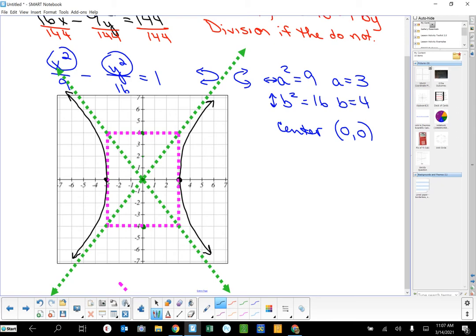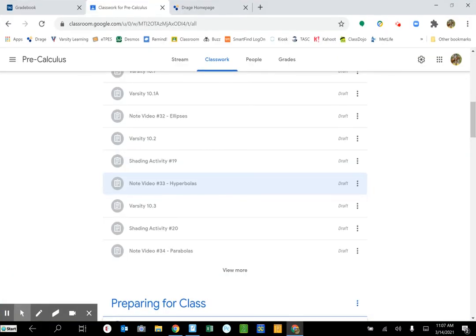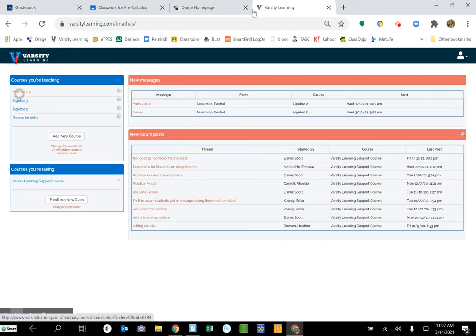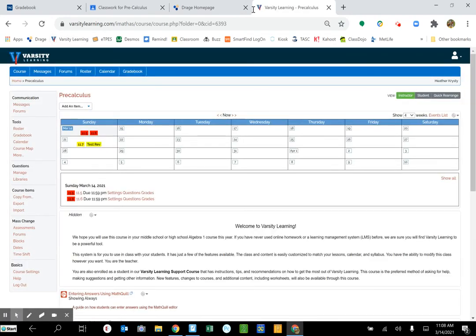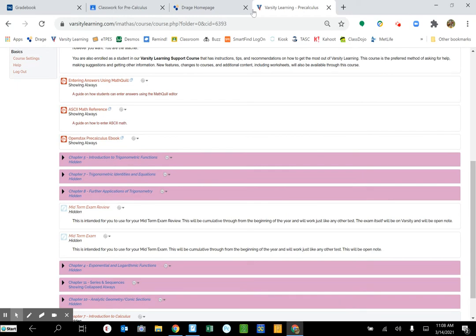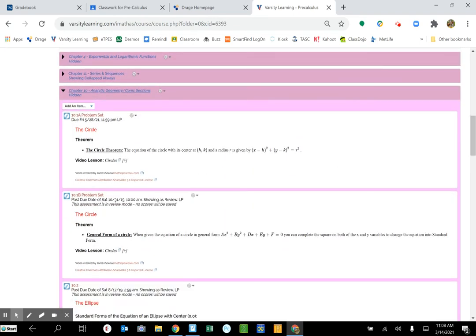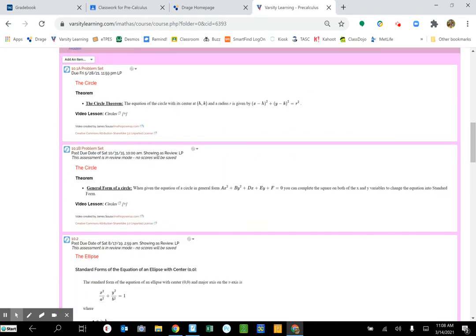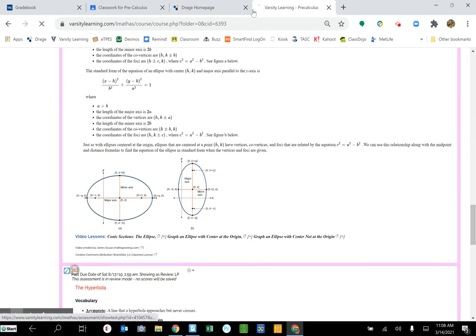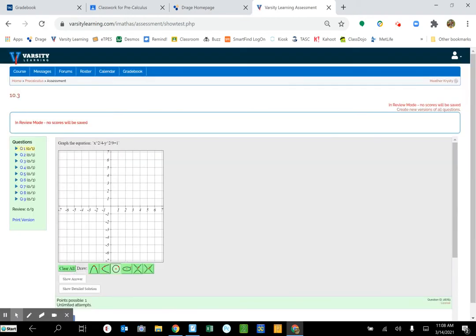All right, let's go take a quick look at Varsity. Oh, I don't even have Varsity open. All right, Varsity, PreCalc. I don't have it open for you guys yet. Chapter 10, conic sections. Scroll down a little bit. Ellipses. Keep going. Hyperbolas, 10.3. All right, so we'll just take a quick look at a problem.